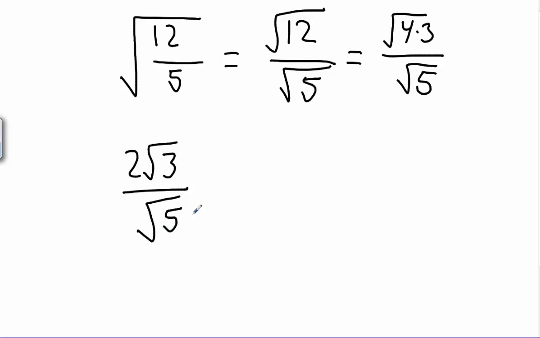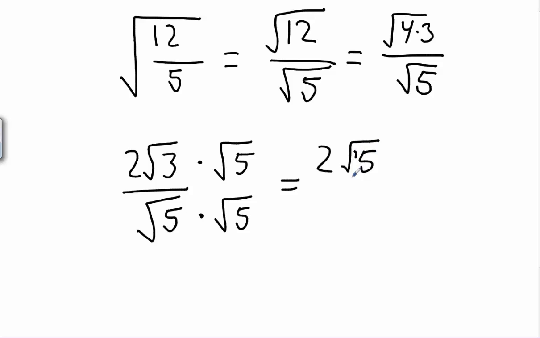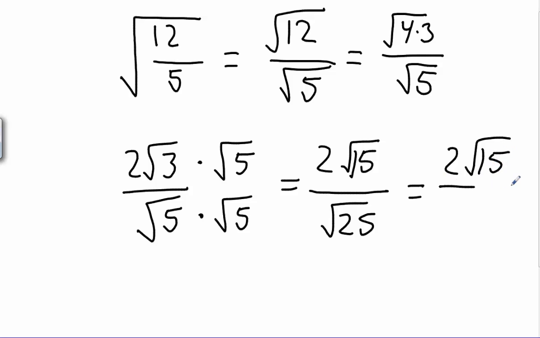So, in order to get rid of this radical 5, multiply the numerator and denominator by the square root of 5. Okay? And all your dreams will come back to life. So, 2 radical 3 times radical 5 is 2 radical 15, because 2 times 1 is 2, 3 times 5 is 15, over square root of 5 times square root of 5 is square root of 25, which then simplifies to 5.